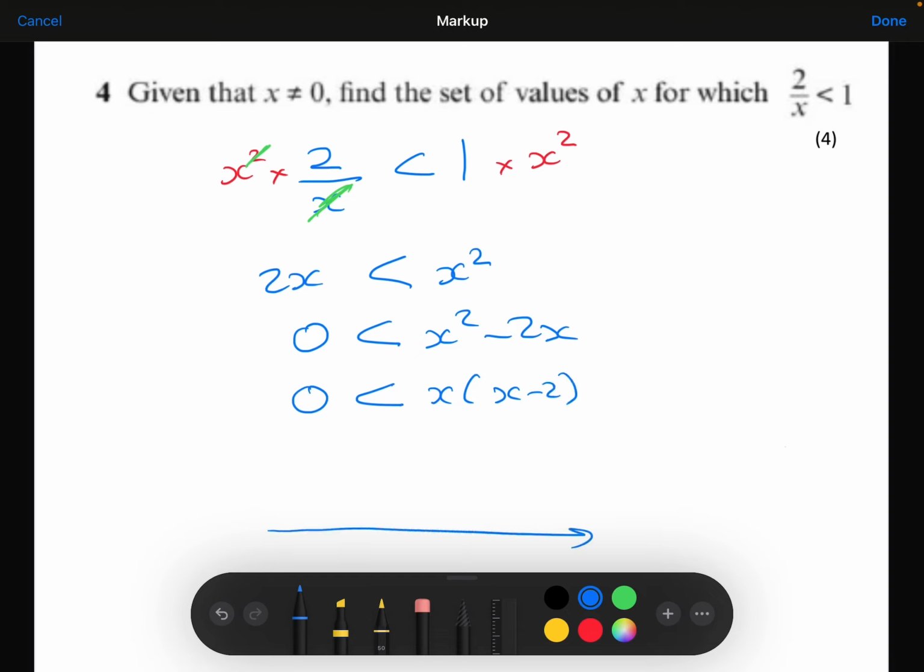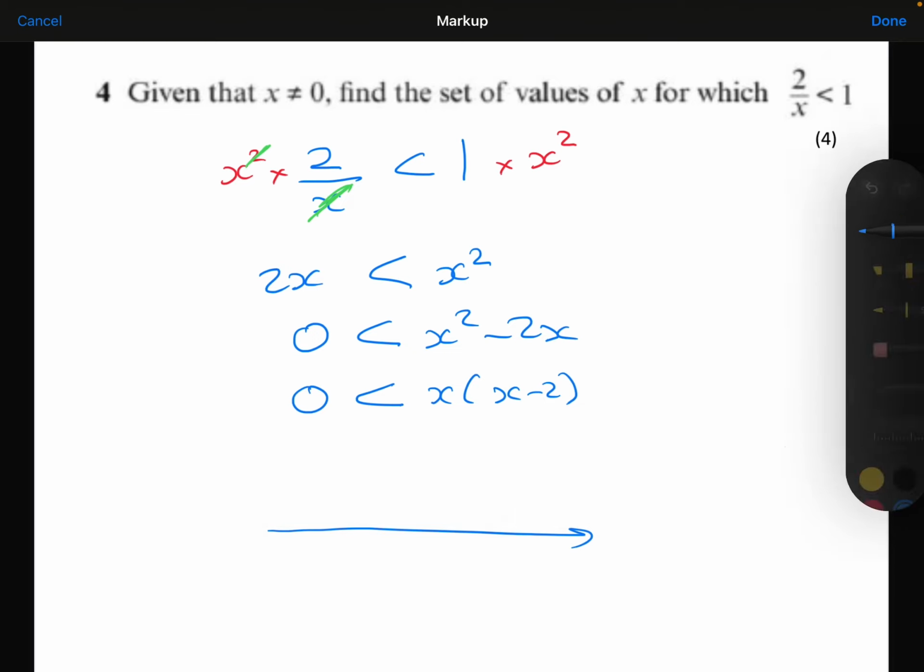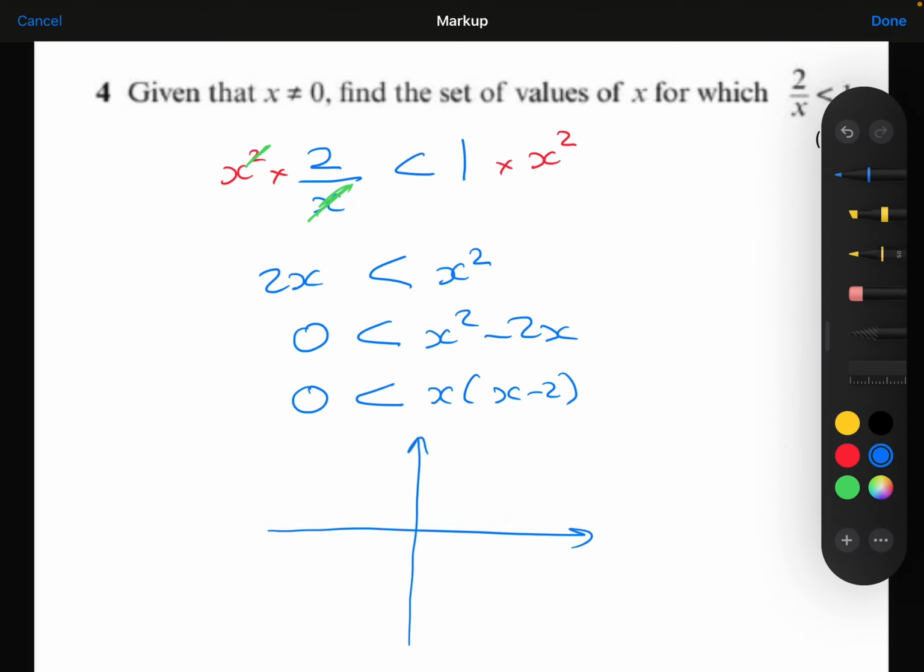And now I can draw a quick sketch of this quadratic inequality. The x here is telling me there's a root at 0. The x minus 2 here is telling me that there's a root at 2. So my inequality looks like this. I'm looking to find when my inequality is greater than 0. When this is greater than 0.